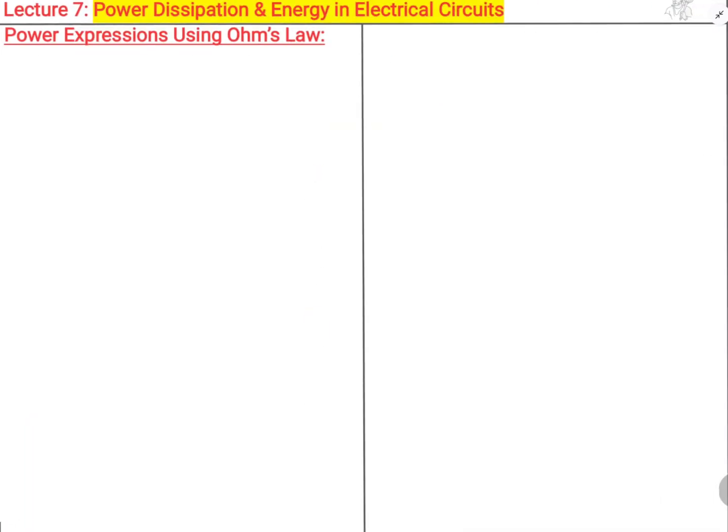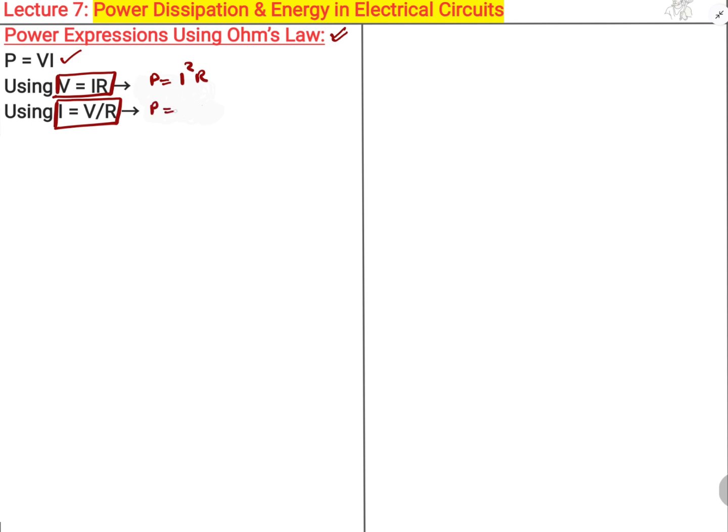So let's move on to the power expressions using Ohm's law. Power is equal to voltage into current, and as per Ohm's law, V equals IR. So this expression can also be written as I equals V by R. If I put the value of V in this expression, then the power expression becomes I square R, and if I replace the value of I in the expression, then it becomes equal to V square by R. So now we have three expressions of power.